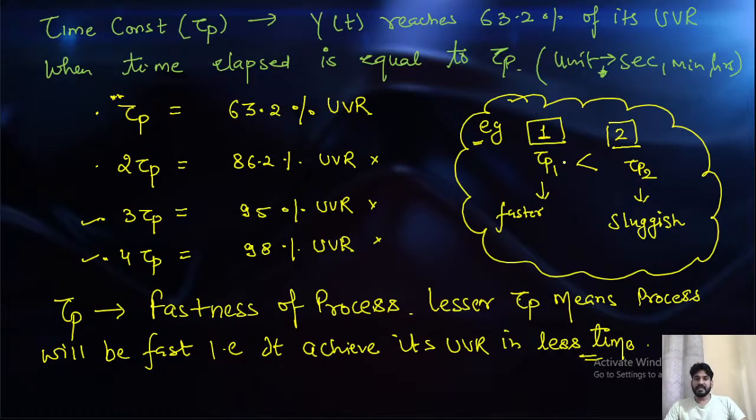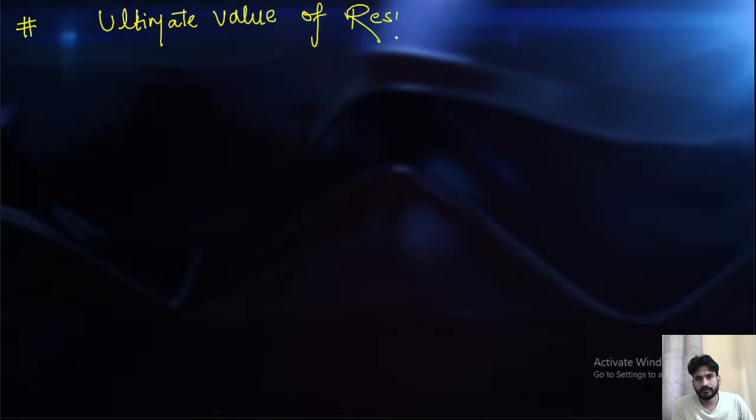Now, repeatedly I'm using the term ultimate value of response. As its name suggests, it is very clear what this value is. Mathematically, how can we calculate the ultimate value of response? Let's see this, guys. What is the meaning of ultimate value of response? Ultimate value of response means ultimately what value the system will achieve. What is the value achieved by a system ultimately?